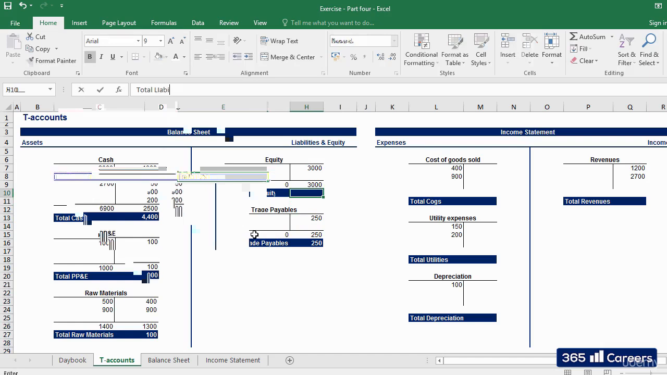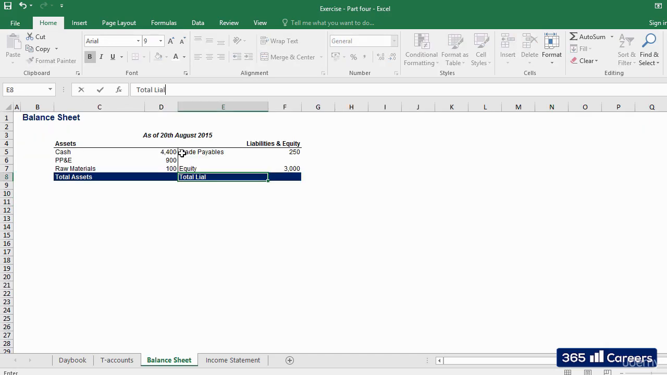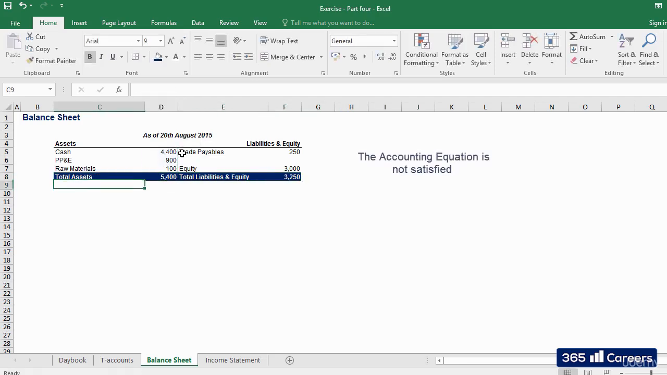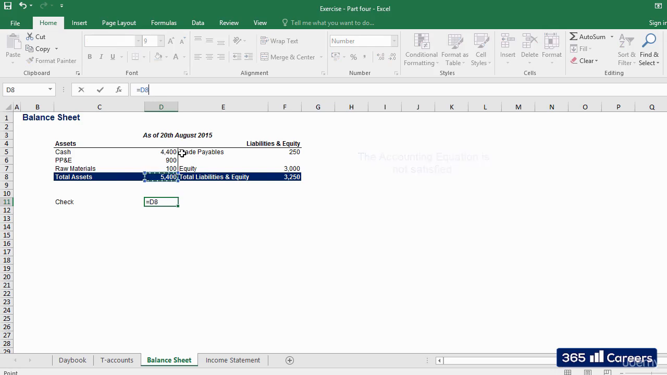And here we will have total liabilities and equity. Now we are ready to make the sum of the two columns. Something is not correct. The accounting equation is not satisfied as assets are not equal to liabilities and equity. I'm sure you know where the mistake is, right?